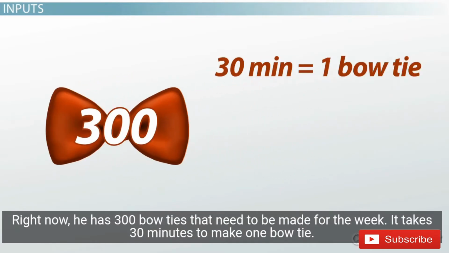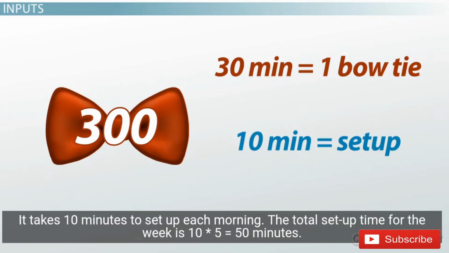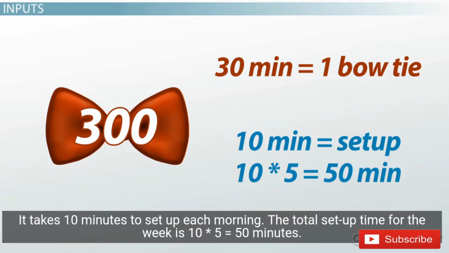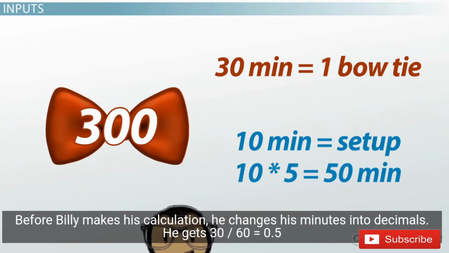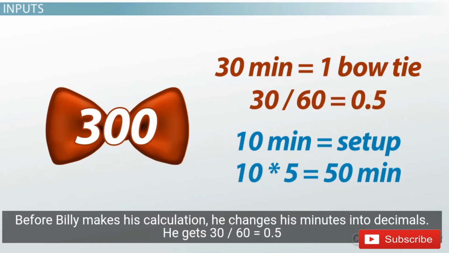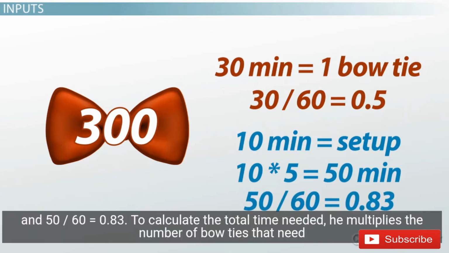It takes 30 minutes to make one bow tie. It takes 10 minutes to set up each morning. The total setup time for the week is 10 times 5 equals 50 minutes. Before Billy makes his calculation, he changes his minutes into decimals. He gets 30 divided by 60 equals 0.5, and 50 divided by 60 equals 0.83.